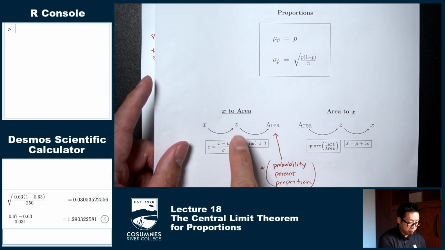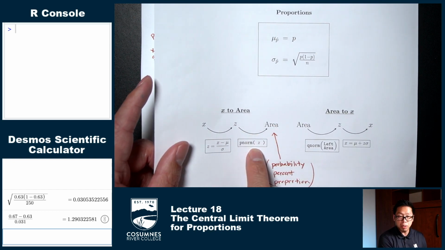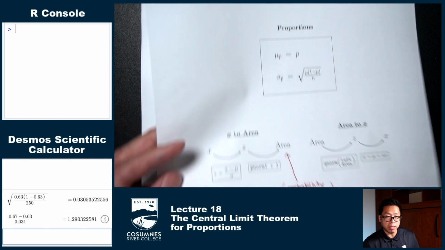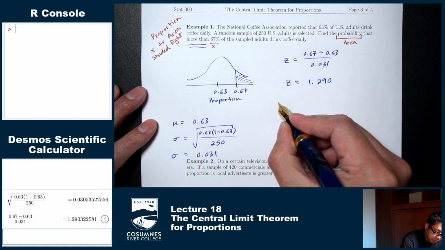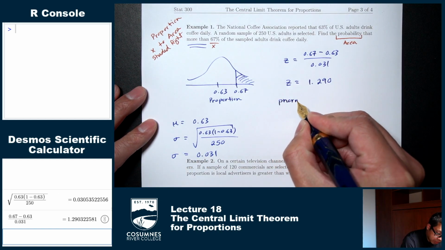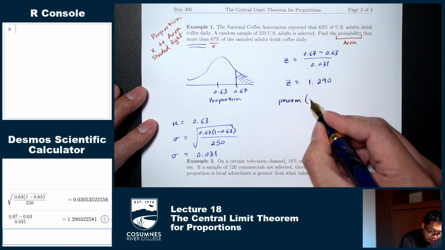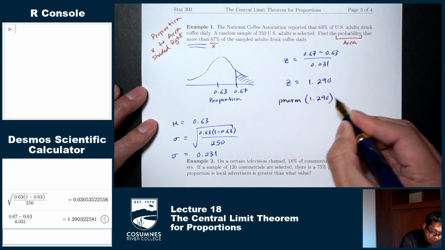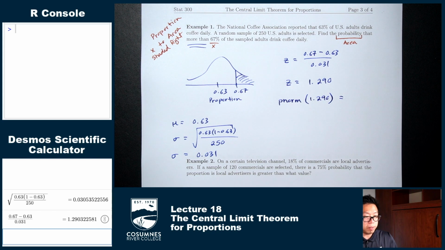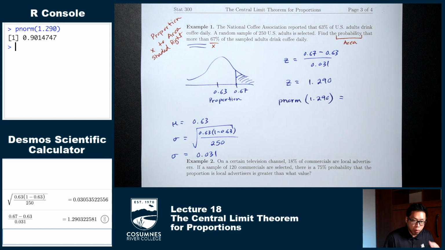Next step will be to go from z to area by doing a p-norm. So we're going to p-norm that z. So p-norm, the z here is 1.290. Okay, in R, p-norm 1.290. Round to 3 decimal places, this is 0.901.